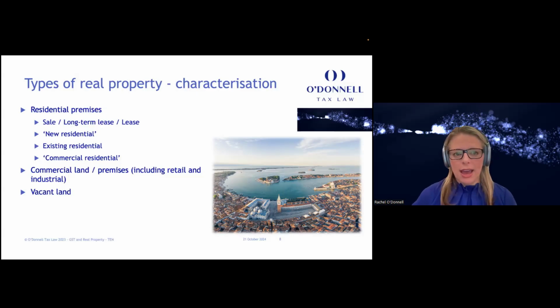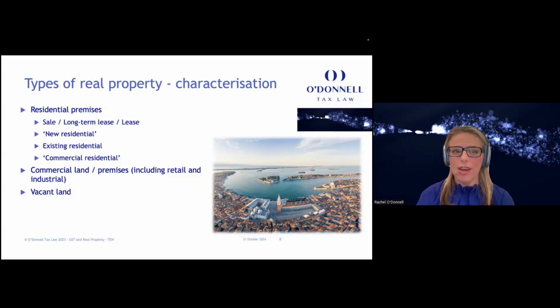If you have a property that was new residential premises and it's actually been used to make input taxed supplies for at least 5 years, it ceases to be new residential. So what that essentially means is if you are leasing it out as residential premises, input taxed residential premises, for at least 5 years, then it changes the characteristic back to just being existing residential premises.